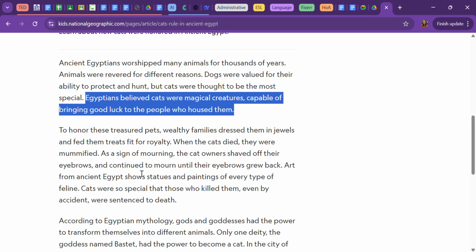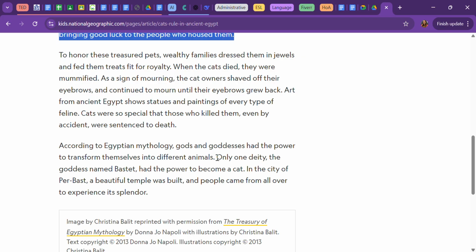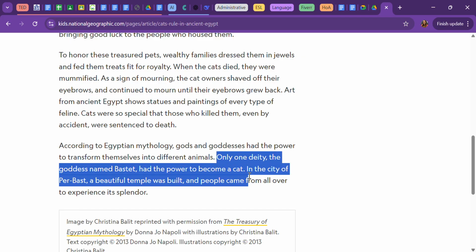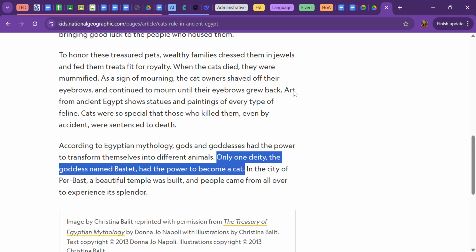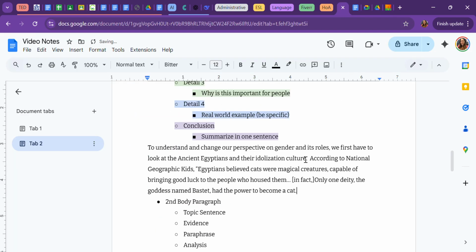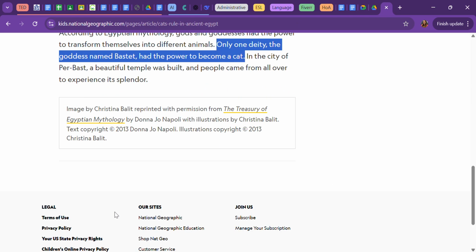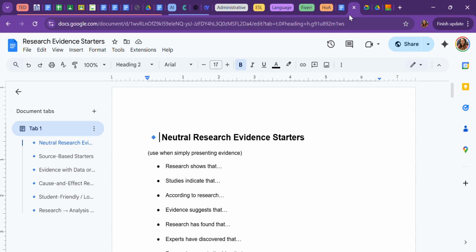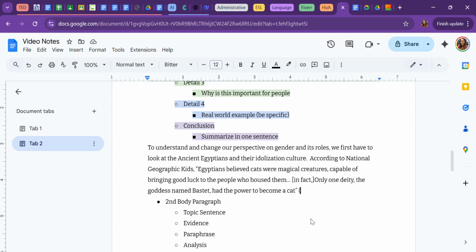I want to also include this information about the deity. Only one deity, the goddess named Bastet, had the power to become a cat. And I got this from National Geographic Kids, which I've already mentioned. It was written by Donna Jo Napoli in 2013. And obviously this is my information. So Napoli 2013. Okay, so now I have detail 1.